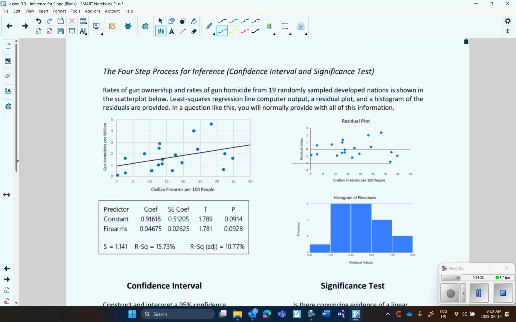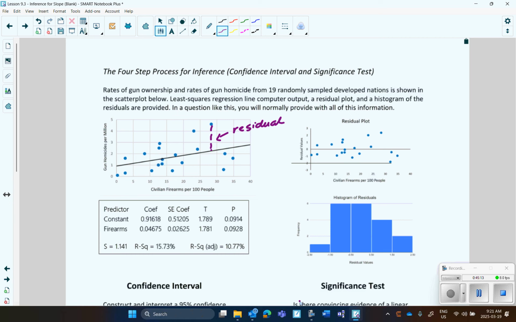If you remember, what is a residual? A residual is the difference. This is a residual, and a residual can be positive or negative. It's the difference between an actual value and its predicted value. So here's the actual value for this country, the actual gun homicides, but here's what is predicted. The difference between those two is the residual.